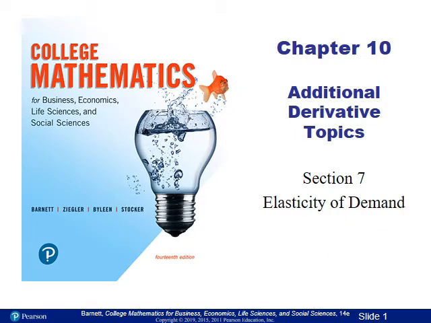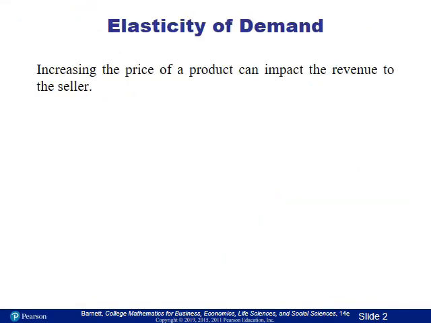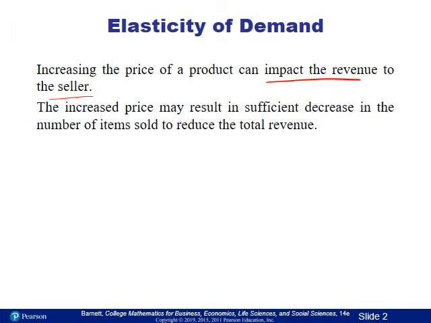Another topic is also related to derivative, which is called elasticity of demand. Elasticity of demand says that increasing the price of a product can impact the revenue to the seller. If we have more price, your revenue will go up. The increased price may result in sufficient decrease in the number of items sold to reduce the total revenue. So the increased price may affect the demand. So demand will go down. So it may decrease the number of items sold, and ultimately it can decrease the revenue as well.